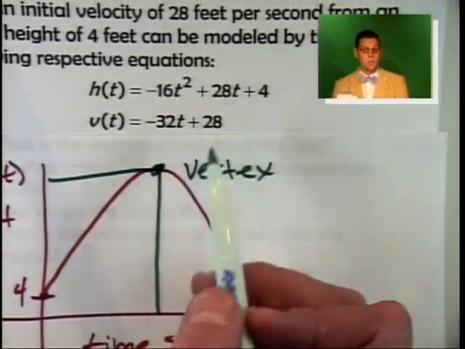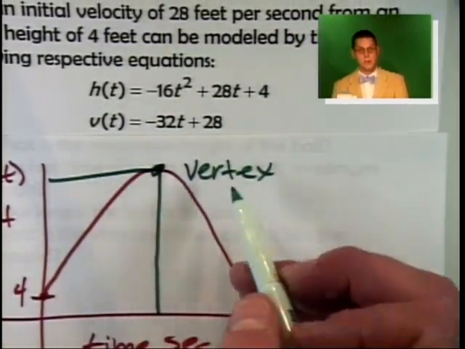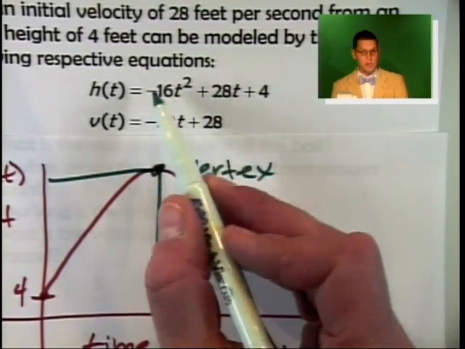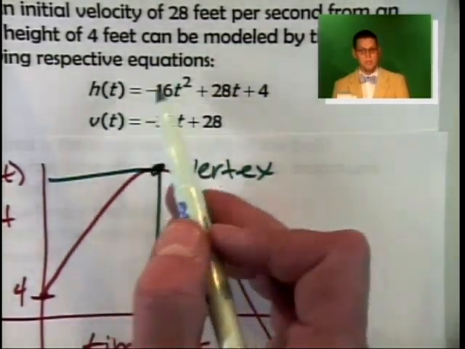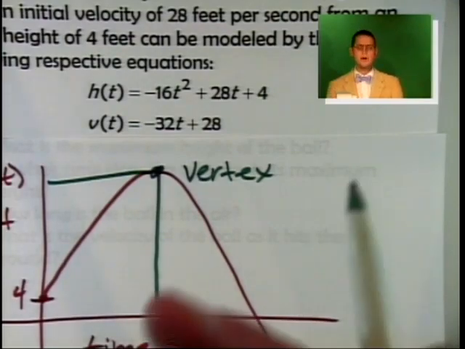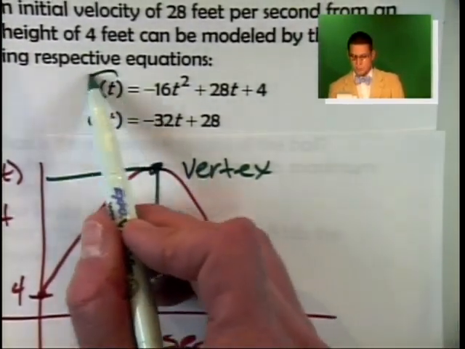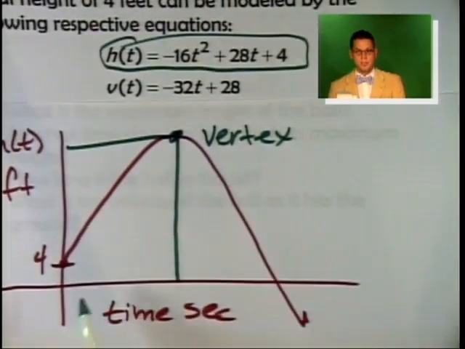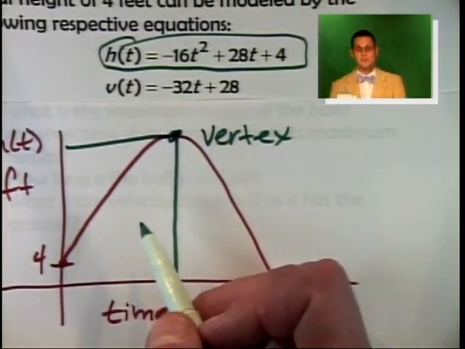So remember how we can find the vertex. We can complete the square on here, or we can use the x-coordinate as negative b, which is negative 28 over 2a, and then plug that back in and find the height. Well, your calculator can do this too. We don't have time for me to show you today, but if you graph this in y1 and adjust your window to look at this picture here, you can find the vertex numerically on your calculator.